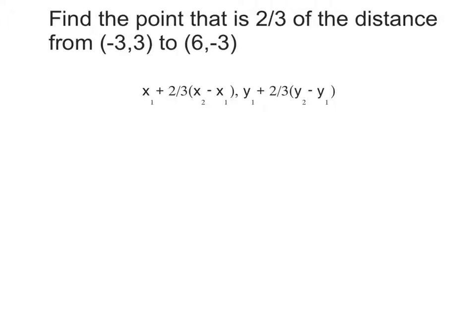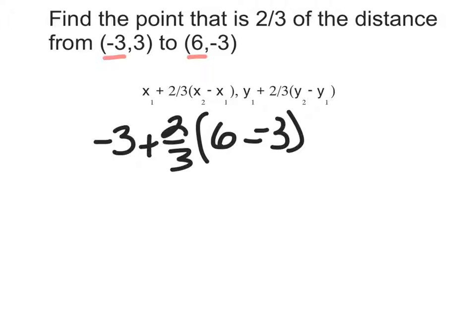Let's do some substitution. Let's look at just the x's first. x1 is -3 and x2 is 6. That means we're going to have -3 plus 2/3 of 6 minus -3. Let's start within our grouping symbols. 6 minus -3 is the same thing as 6 plus 3. 6 plus 3 is 9.